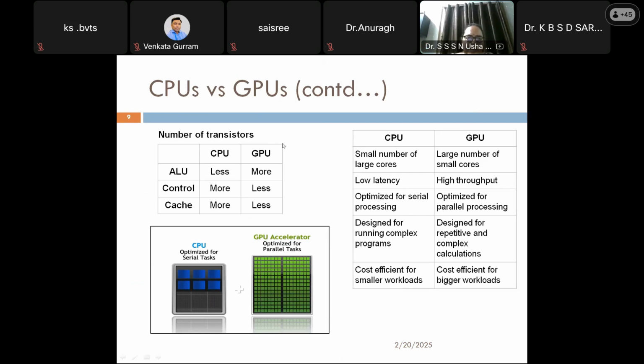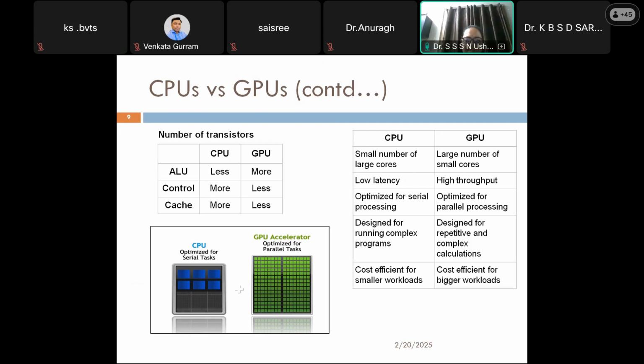Now the number of transistors: arithmetic logical unit, control unit, cache memory. For the CPU, of course, the ALU has more transistors, the control unit has more, and the cache is also more. For the GPU, it is not required, so it is less. It is designed like that. The CPU has a small number of large cores, as you can observe in the diagram, like i4, i5. Those are the number of cores.